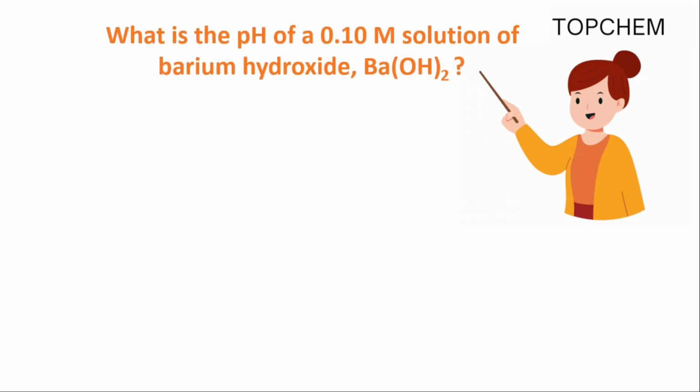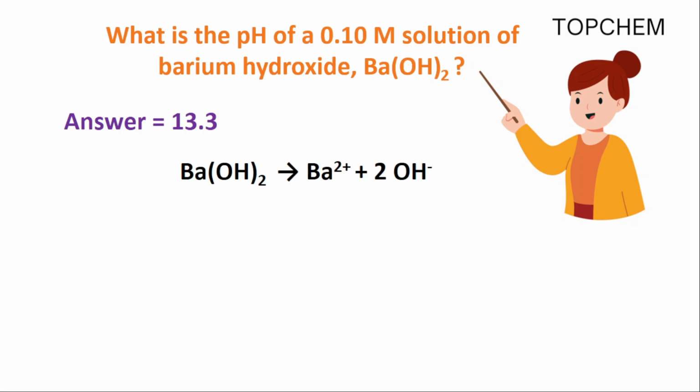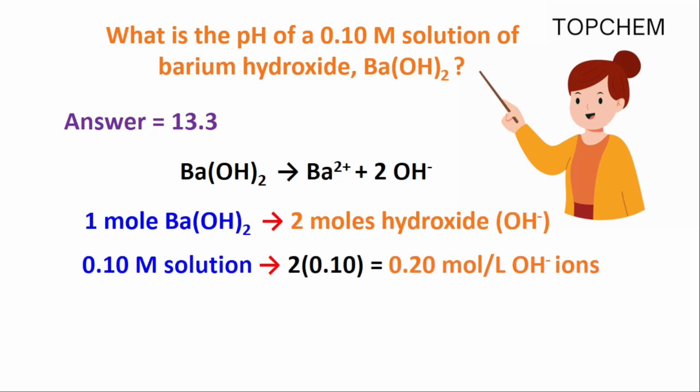The question for today is, what is the pH of a 0.1 molar solution of barium hydroxide? The answer to this question is 13.3, but how do we get there? Let's quickly show you. Barium hydroxide breaks down to release one barium ion and two hydroxide ions per barium hydroxide molecule, which means two moles of hydroxide ions are released per mole of barium hydroxide.